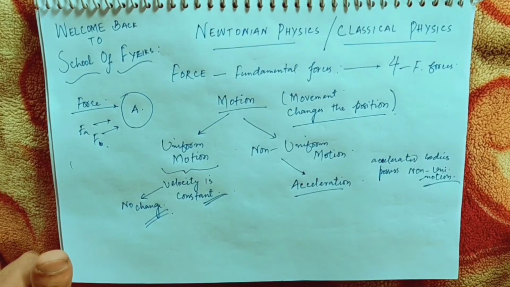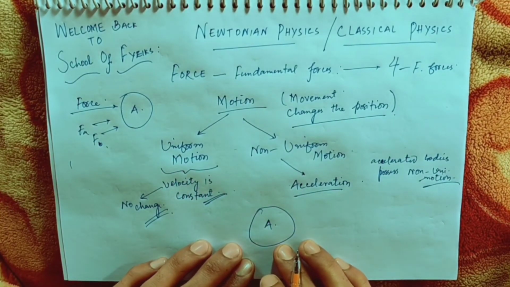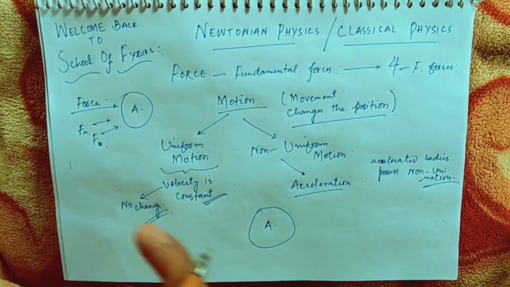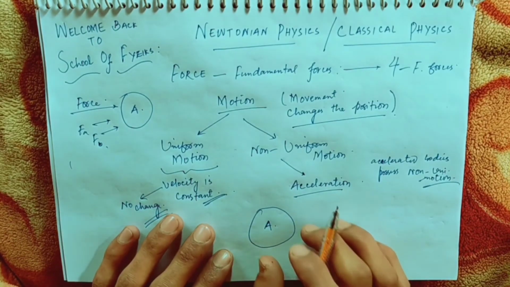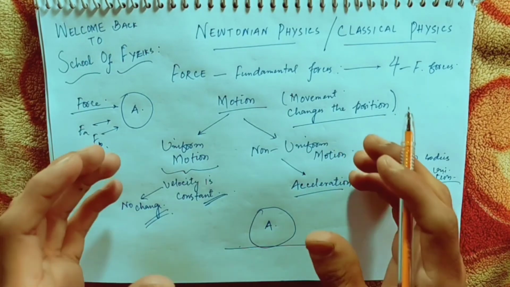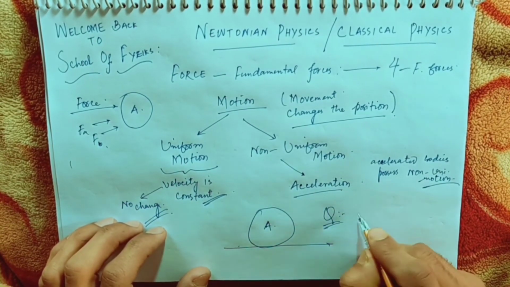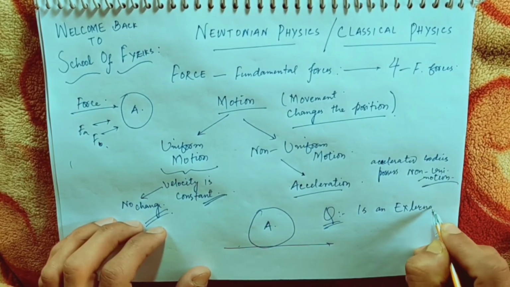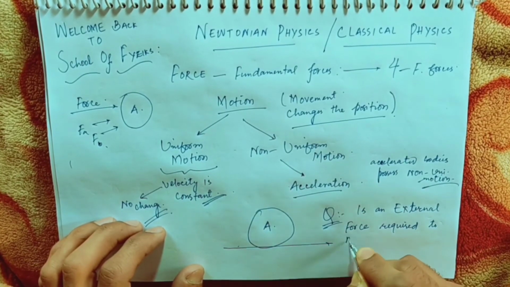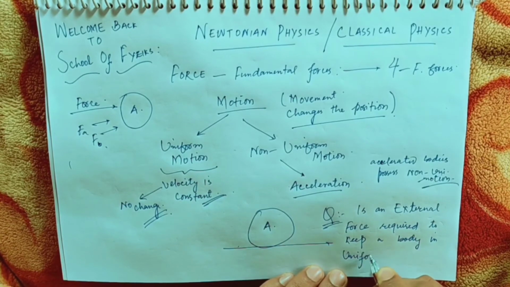But there comes a problem. For example, say there is a body A. There was a problem in the early ages at the time of Aristotle. What they were thinking before Newton and before Galileo was this: if a body is set in motion, do we need an external force to keep this very body in uniform motion? So there was a query, a question. The question was, is an external force required to keep a body in uniform motion?